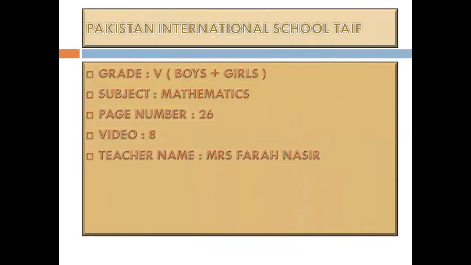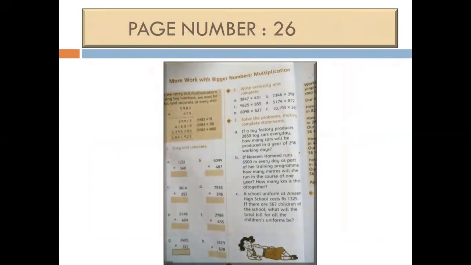Today our topic is multiplication of the bigger numbers, and this is page number 26. Open your books, page number 26. There is 3-digit number multiplication. You have already done 2-digit multiplication. Now on this page, we will do the bigger number multiplication.